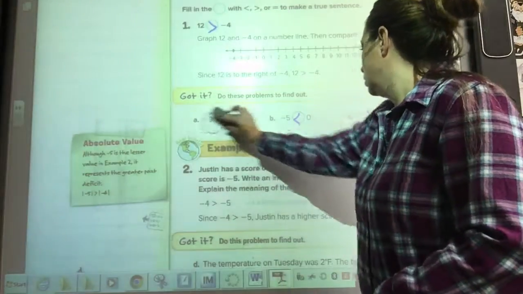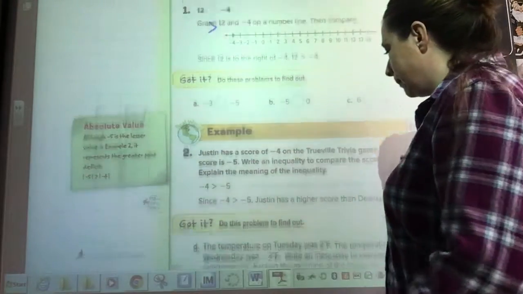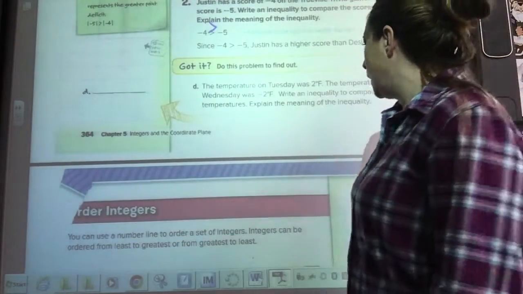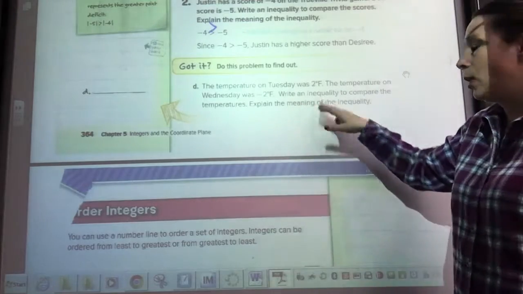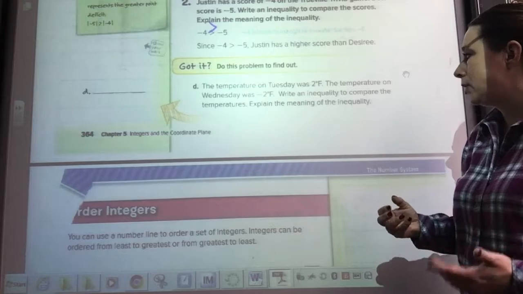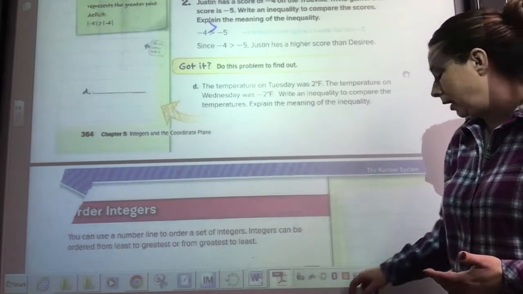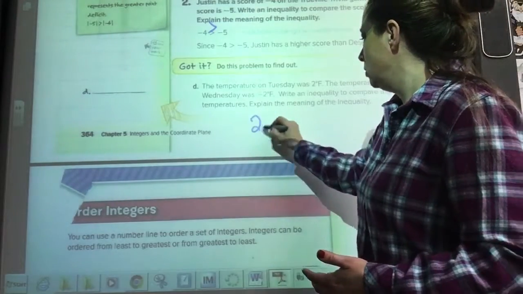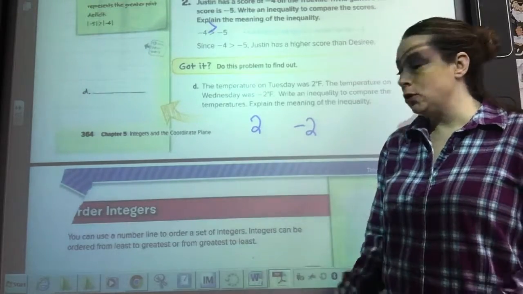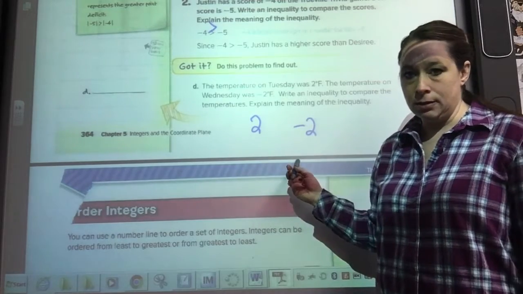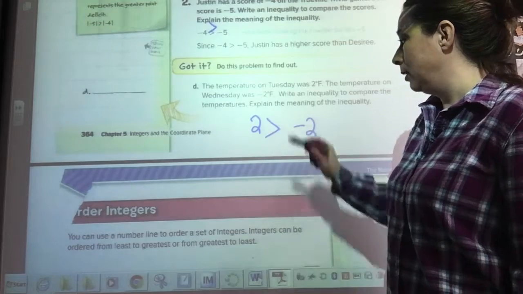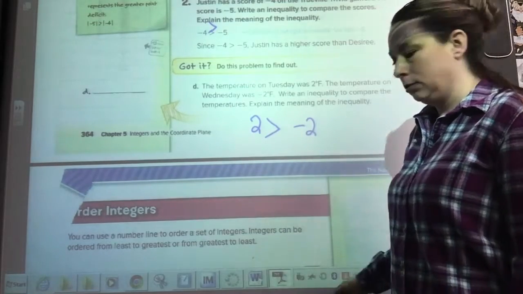All right. Moving up. The temperature on Tuesday was 2 degrees. The temperature on Wednesday was -2. Write an inequality. That means a statement using your greater than, less than, equal to compare the temperatures. Explain the meaning of the inequality. So we've got 2 and we've got -2. What's the greater number? Think to yourself, would you rather have $2 or owe $2? You'd rather have $2. So that is your inequality statement. 2 is greater than -2.